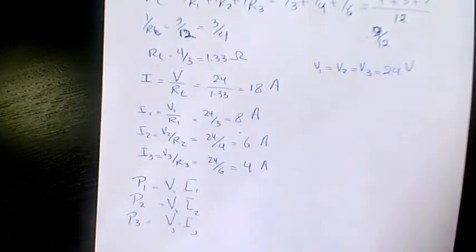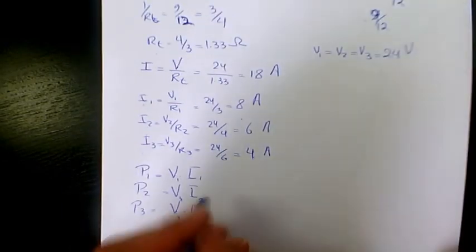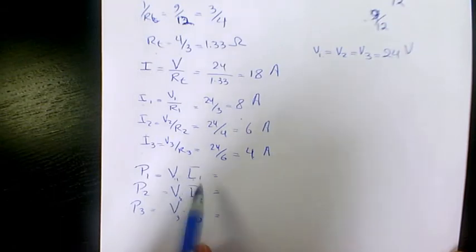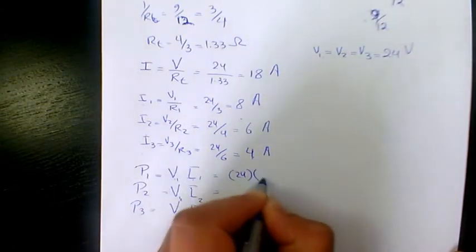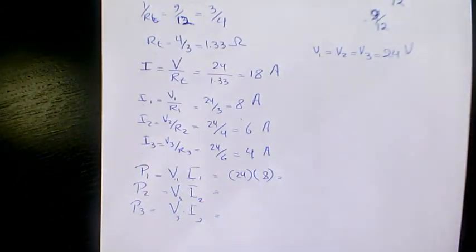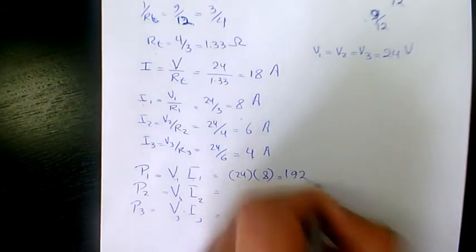Or you can say V squared over R. Doesn't matter which one you select. It's supposed to give you the same answer. V1, I1. I1 is 8. V1 is 24. So 24 times 8. It's going to be 192 watts.